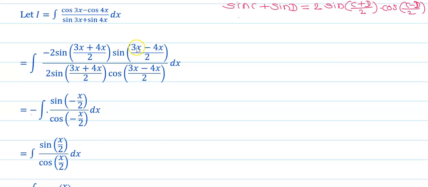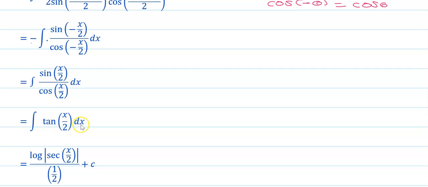Now see this here, sine of 3x minus 4x means what? Minus x upon 2. Sine of minus x upon 2. What about here? Cos of minus x upon 2. Okay. Cos absorbs the negative sign, but sine of minus theta is equals to minus sine theta. And what about the cos of minus theta? That's equals to cos theta. And hence, sine of minus x by 2 is a minus, and this minus and minus will become plus. And hence, we have the sine of x by 2 upon cos of x by 2 into dx.